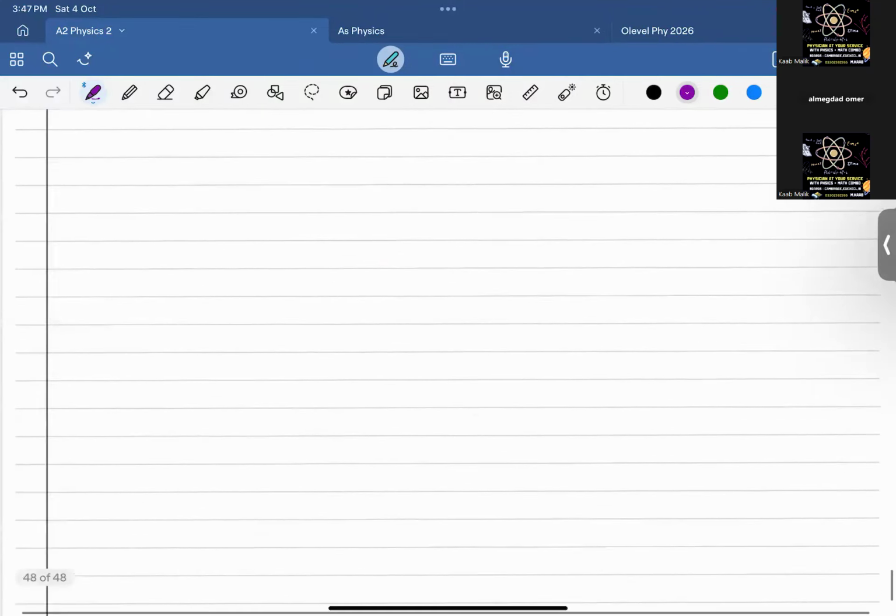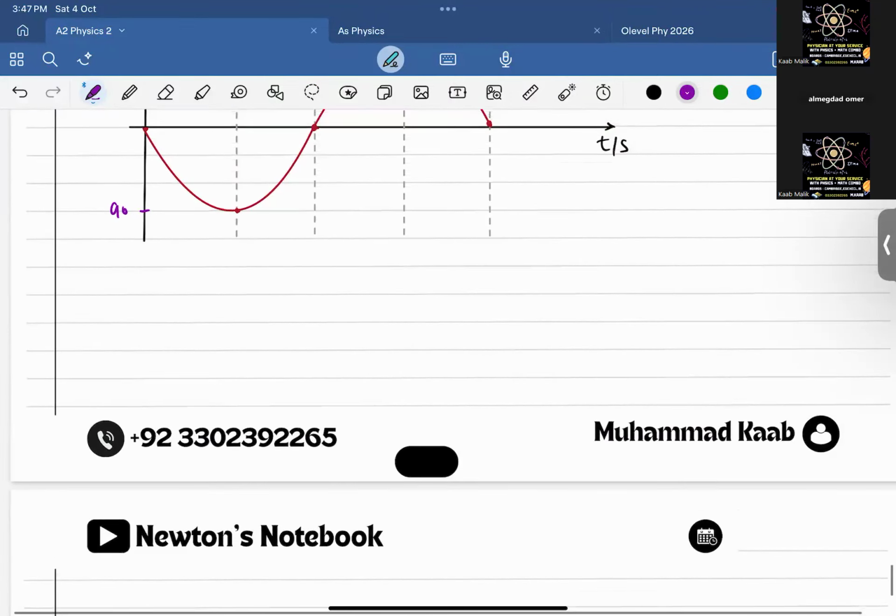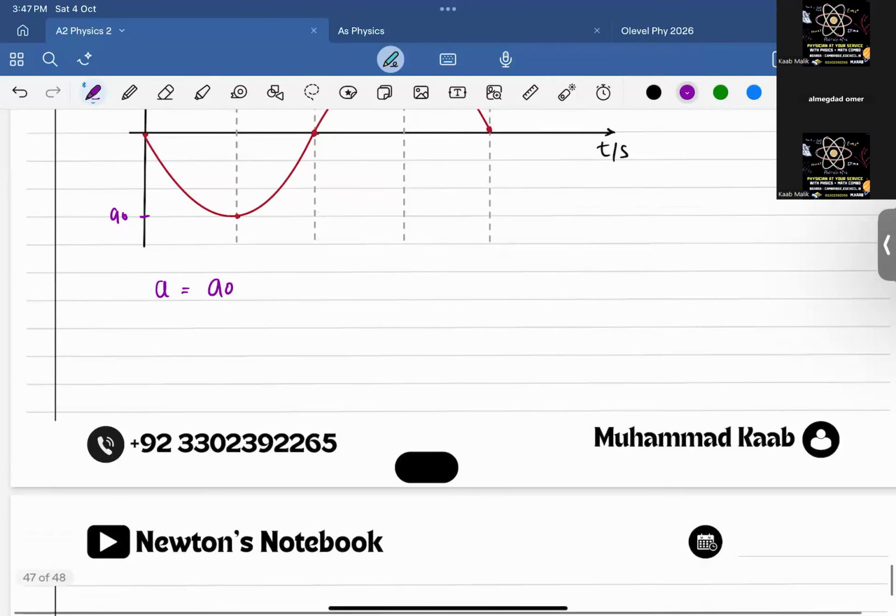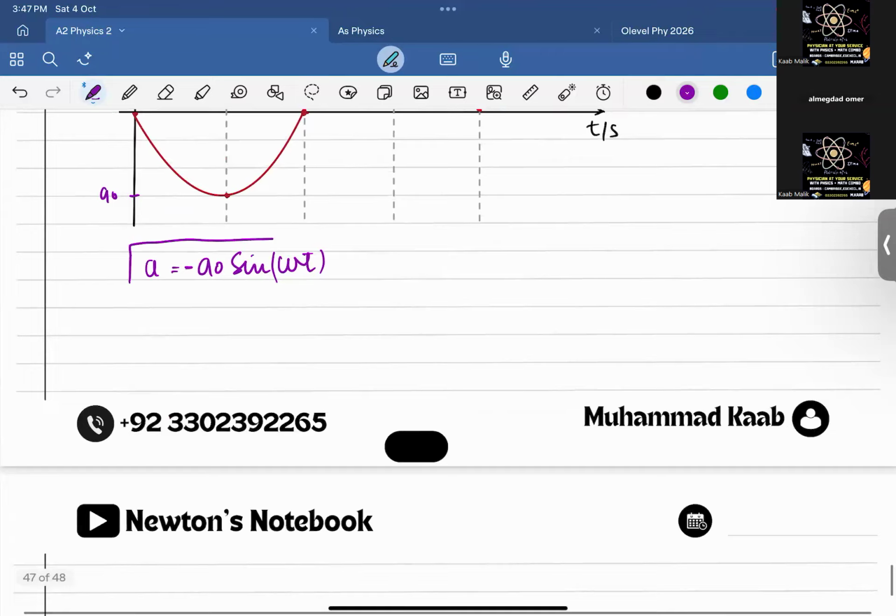So if we try to make the equation, it will look like acceleration is equal to a naught, negative sine omega t, right? Now you have to remember that a naught is basically the maximum acceleration. So this is the maximum acceleration.